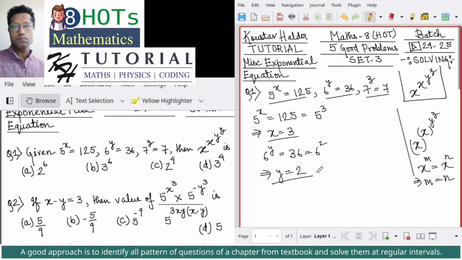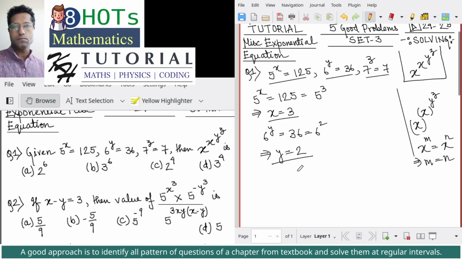Okay, so we have y is equal to 2, and lastly we have 7 to the power z is equal to 7. 7 when expressed in the exponential term will be 7 to the power 1, because we know that any non-zero rational number when raised to the power 1 is the same number x. So this implies that z is equal to 1. So we have found the values of x, y and z.